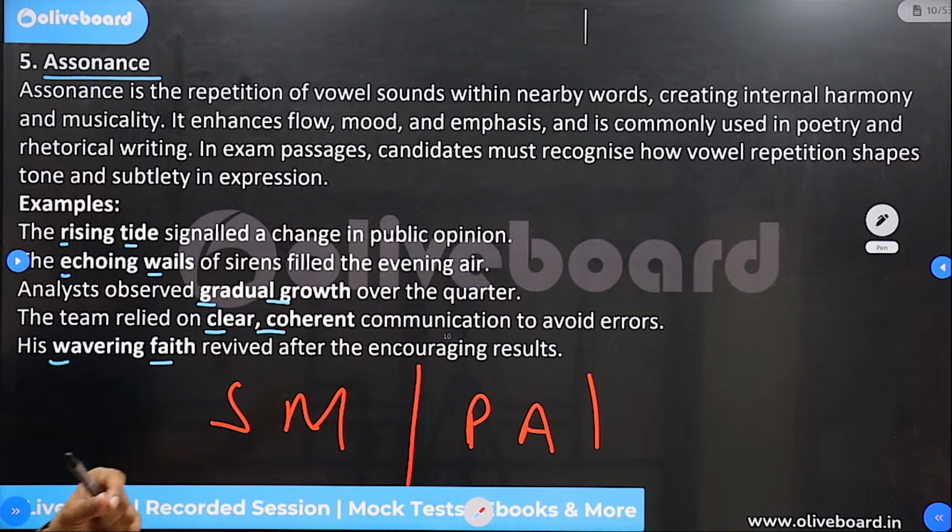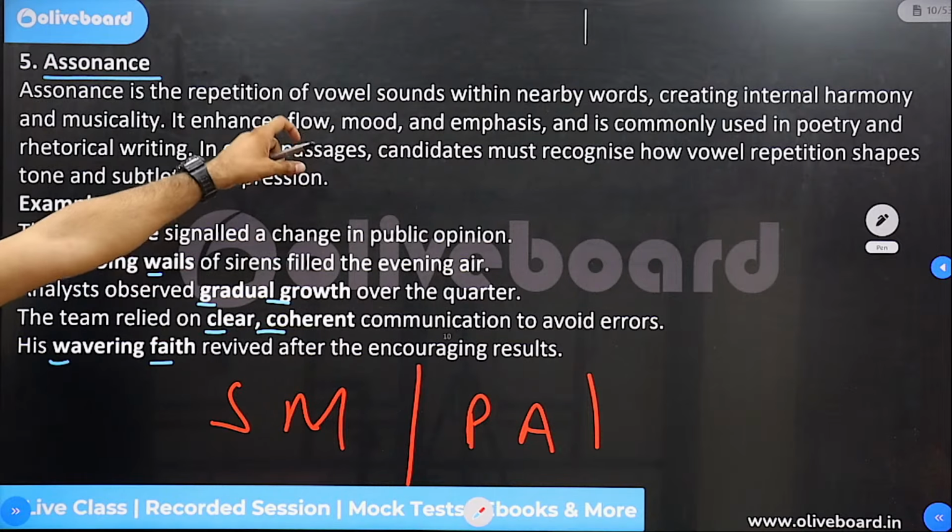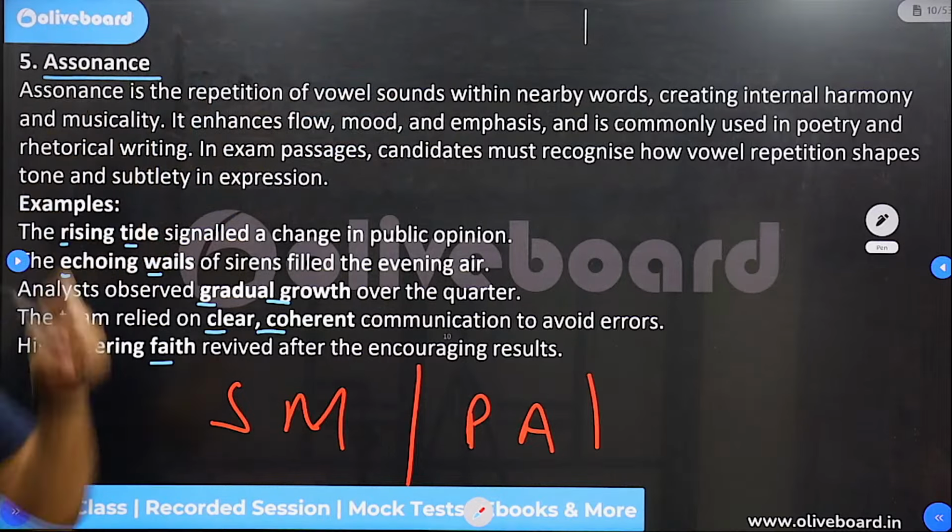Great. Here come the insights. We are not talking about letters, but the sounds within the nearby words.